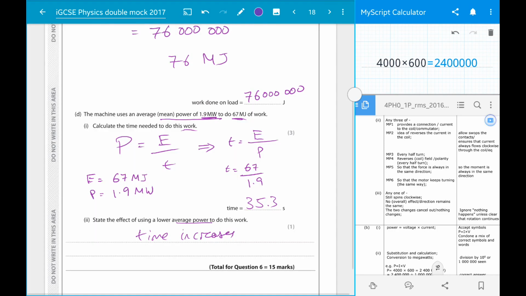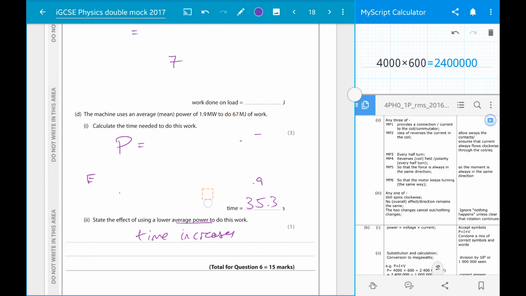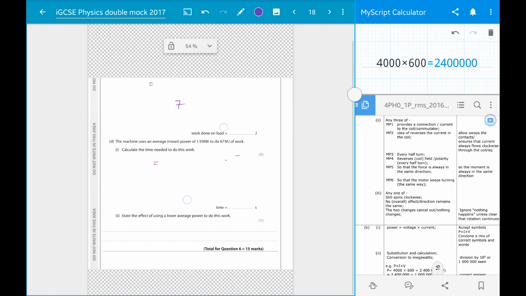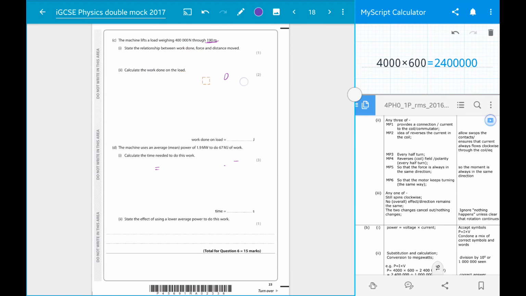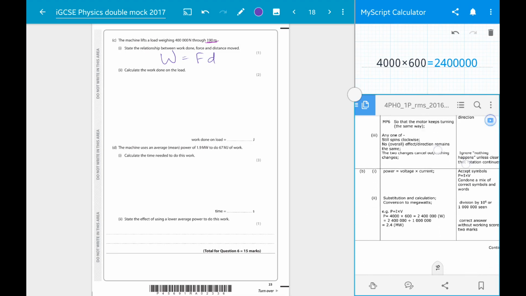The next question is, what is the equation for work done, force and distance? Well, you should know this. Work done equals force multiplied by distance. You need to know that equation.